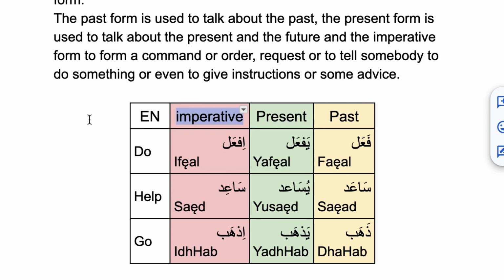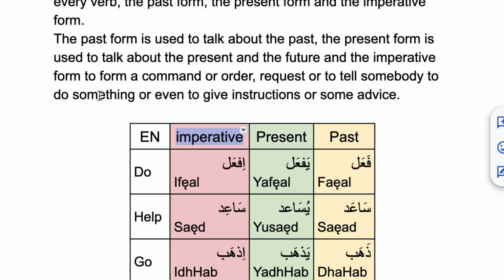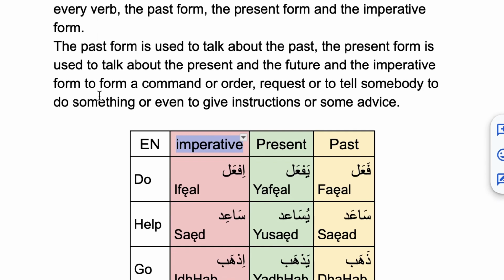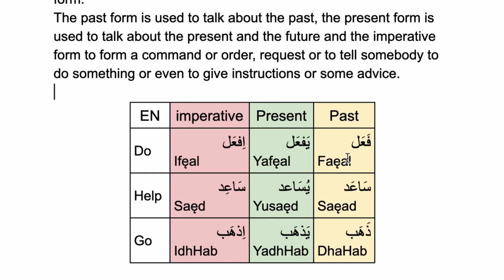And the third form of the verb is called imperative or imperative mood, and it's used when forming a command or order, requesting or telling somebody to do something, or even to give instructions or some advice. Now let's start with the past first.